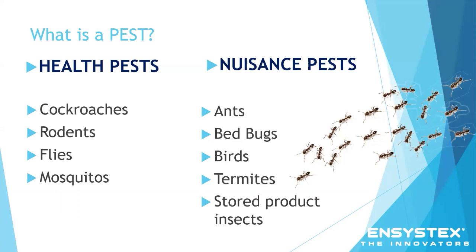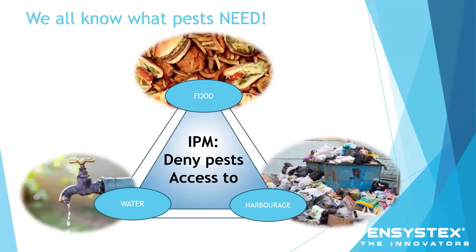So ants, bedbugs, birds, termites, stored product insects, your SPIs. So yes, they can cause health problems and they can cause damage, but this is very much orientated to our HACCP programs. So what is IPM? We all know what pests need. They need three things: food, water, and harborage. The basic definition of IPM is to deny pests access to these three things.